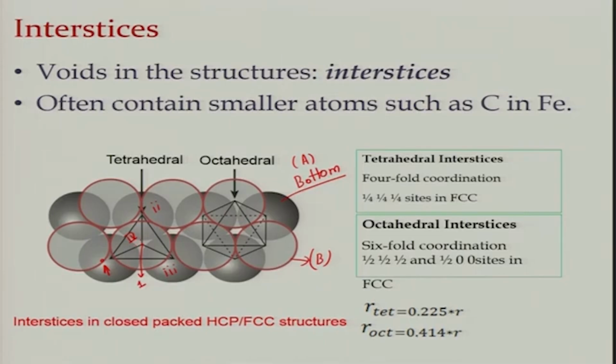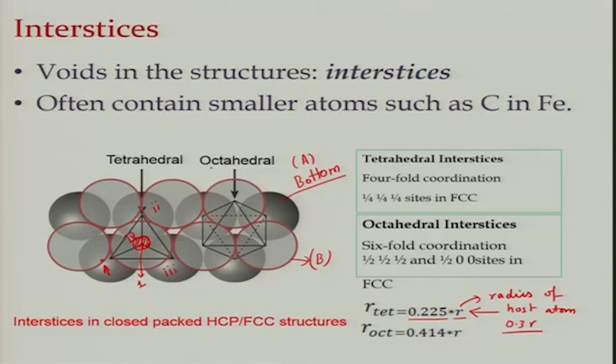And of course you can make a small atom sit inside it, and you can easily calculate using the geometry of the tetrahedron that the size of this atom will be 0.225 of the host atom. So if R is the radius of the host atom, then the maximum size you can accommodate inside this hole or void without displacing the host atoms will be 0.225 R. So if you have an atom of radius, let us say 0.3 R, you will have to displace the host atoms a little bit.